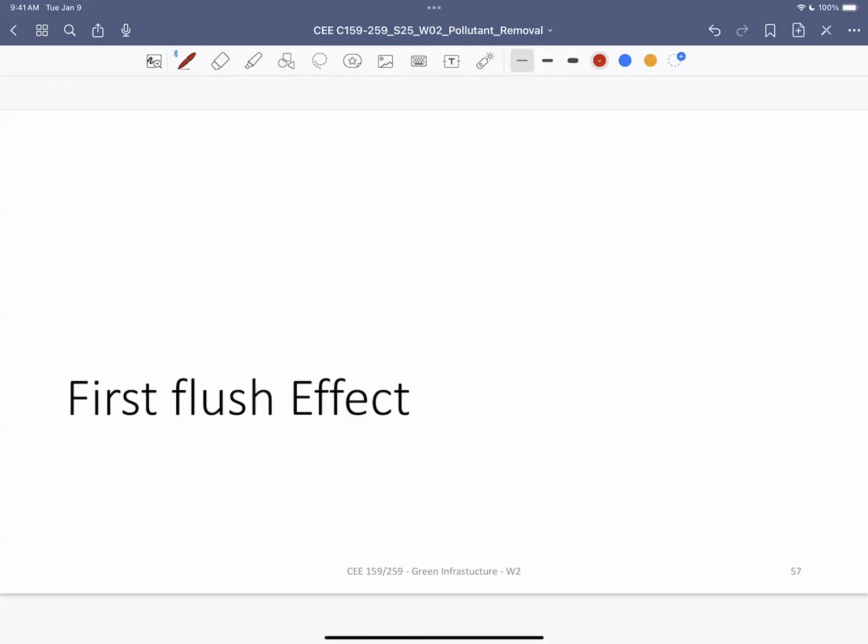But how long after the rainfall? It varies based on pollutant types as well as the land, the catchment scale.